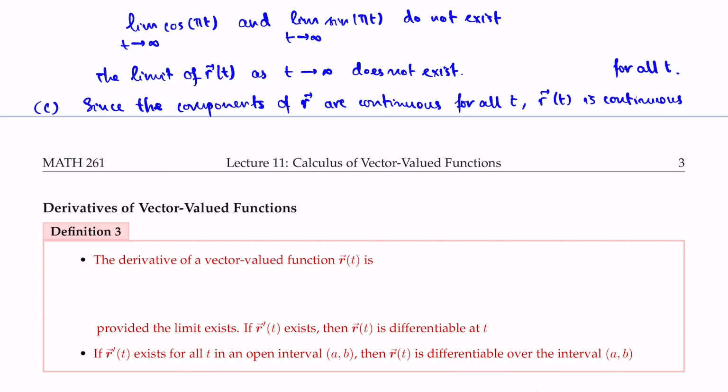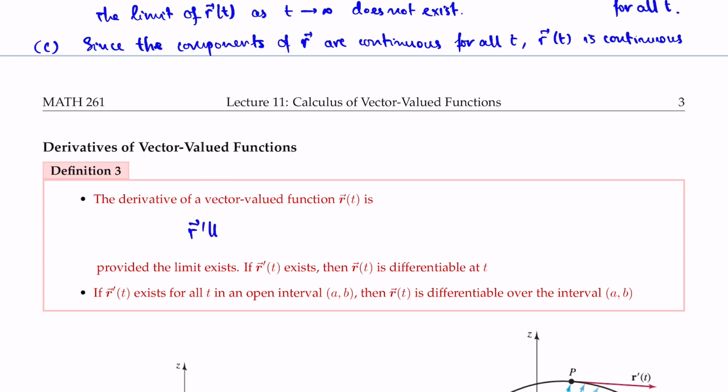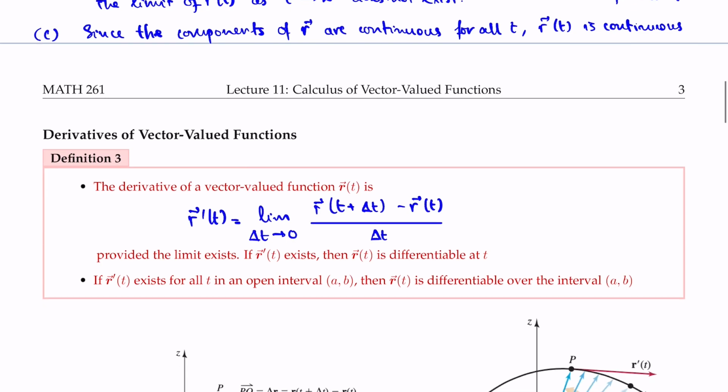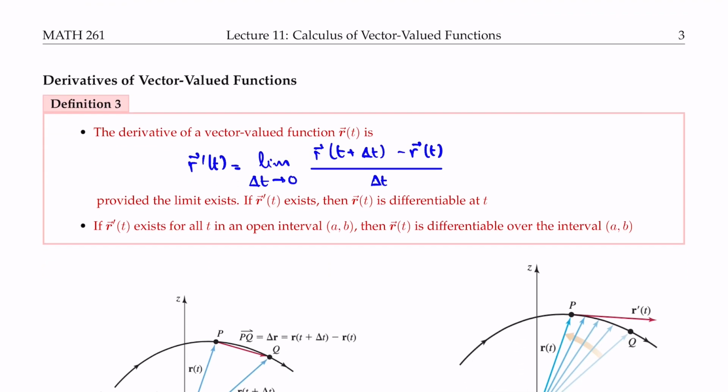But certainly the limit definition of the derivative of vector value functions can be expressed as r prime of t is equal to the limit of r of t plus delta t minus r of t, divided by delta t, as delta t approaches 0, provided that the limit exists. If r prime exists, then r of t is a differentiable function. If r prime exists for all t in an open interval (a, b), then r of t is differentiable over the interval.